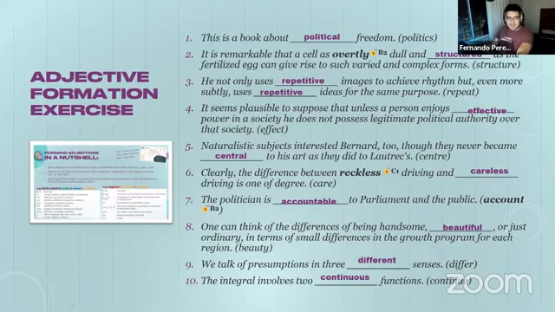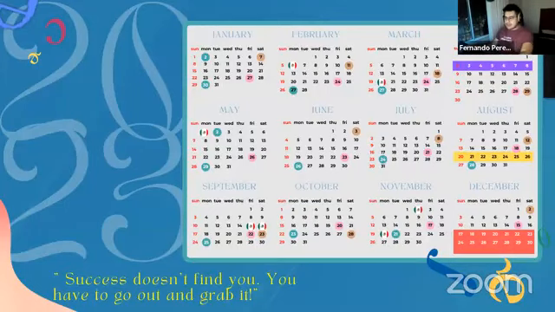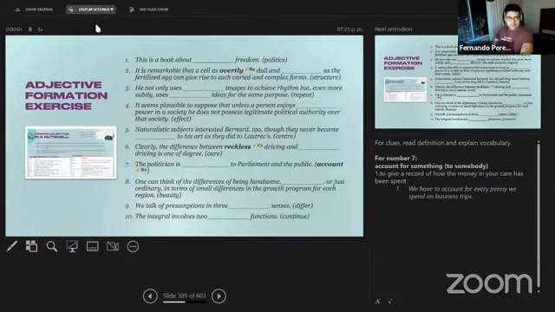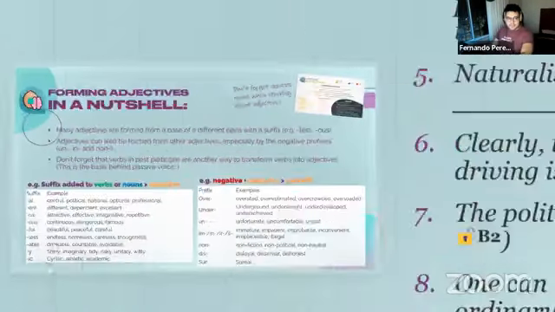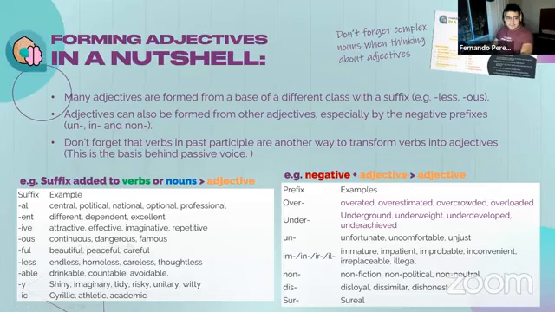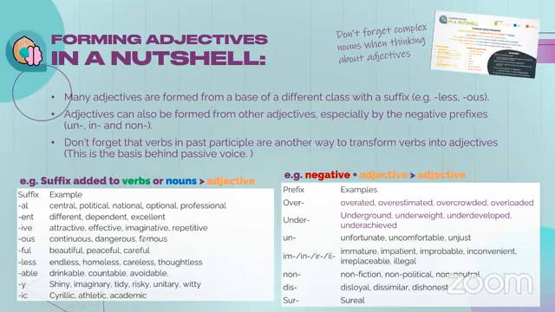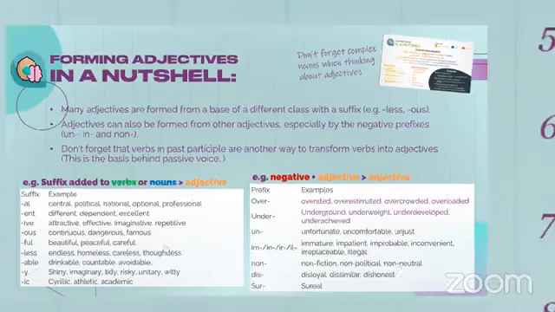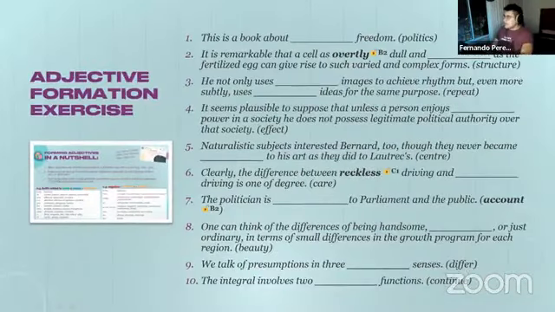But in this case, we are using the suffix -ous, as in continuous, dangerous, and famous. Okay. Got it? Yes. Thank you. Good job, girl. Good job.